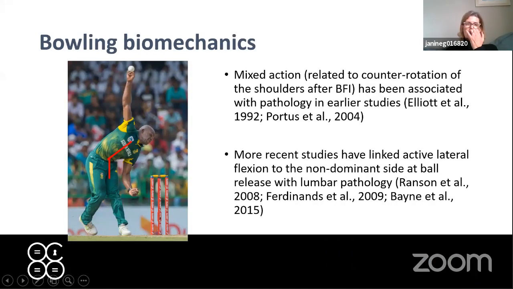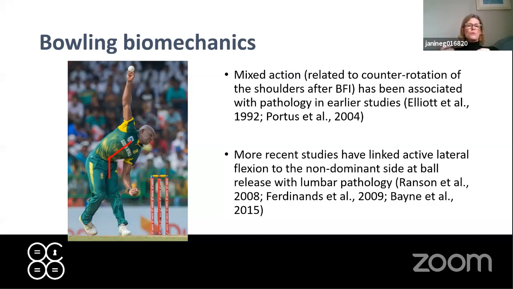There we go. Okay, so when we look at the bowling biomechanics, there's been an interesting move over the years in bowling biomechanics and factors that have been associated with injury. Very early on, we looked at the counter rotation of the shoulders after back foot impact. So that's the movement of the shoulders away from the batsman. It's almost like a wind up prior to delivery.